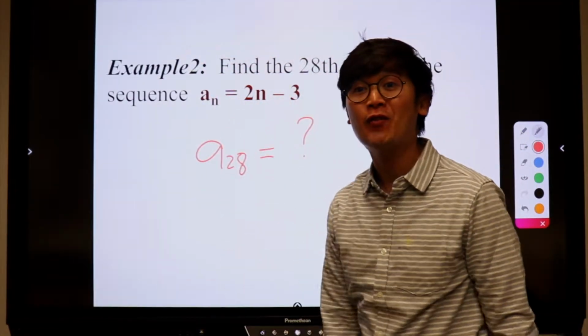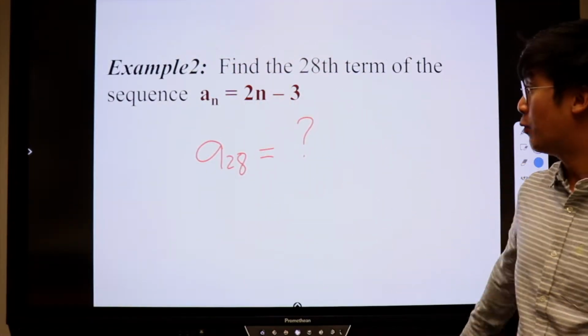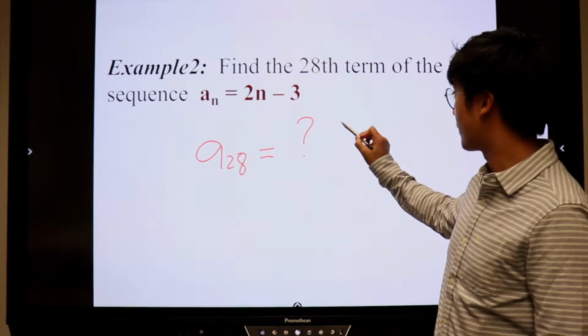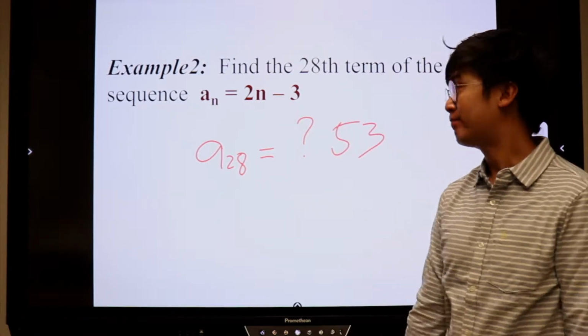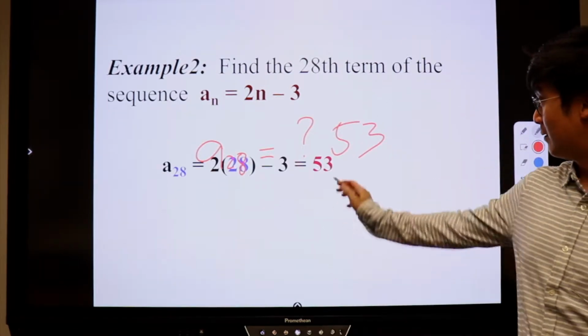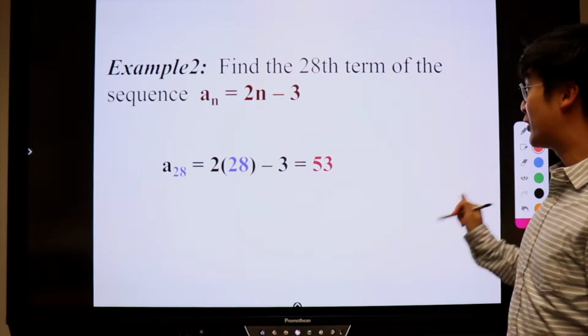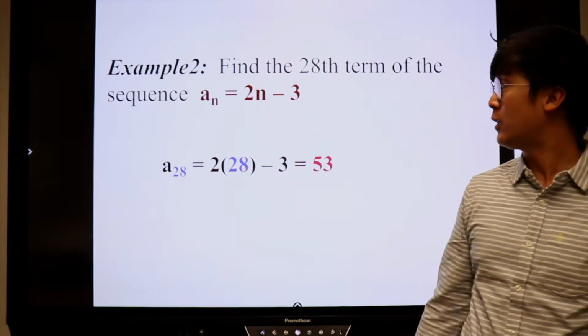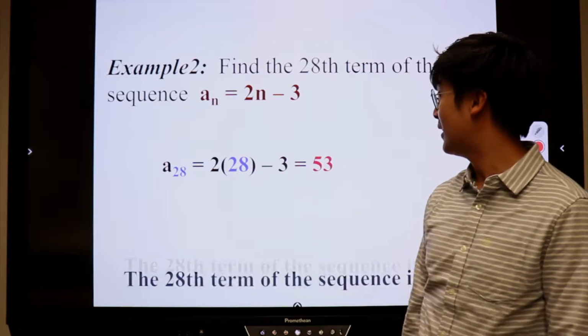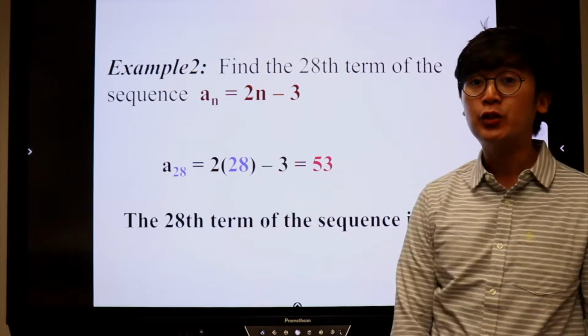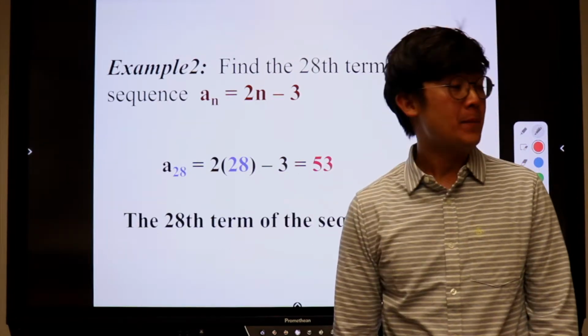But anyhow, so we're looking for A sub 28, right? Do you have an answer? What is A sub 28? It is 53. 53? Yes. Let's see. Oh, it is 53. So mathematically you found the 28th term and it is 53 because you did your formula.